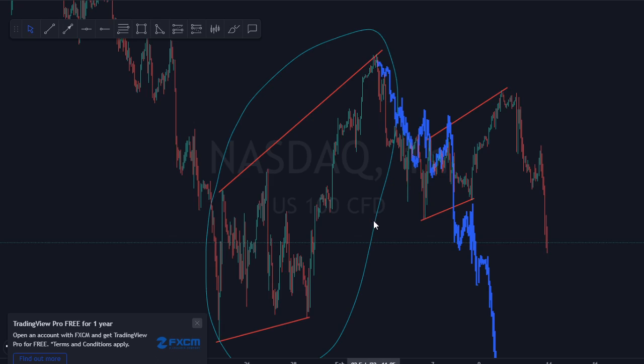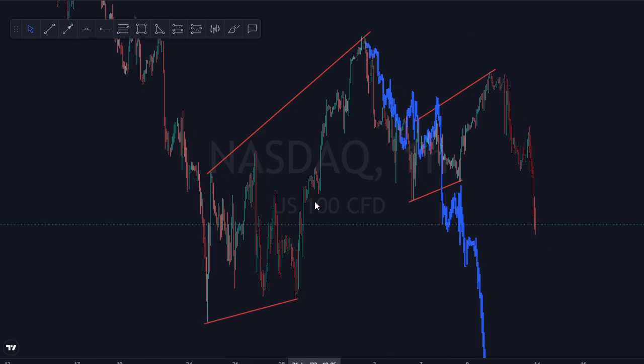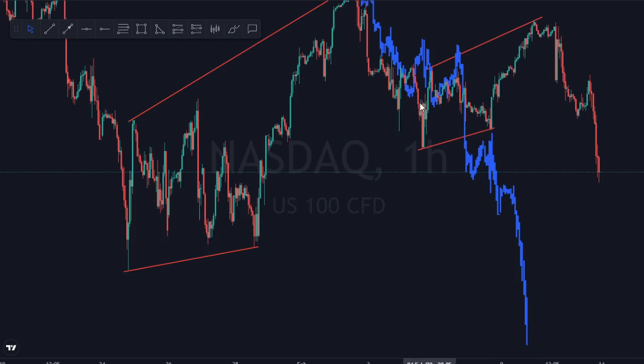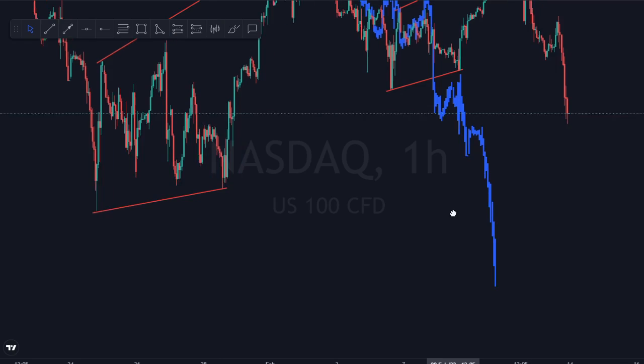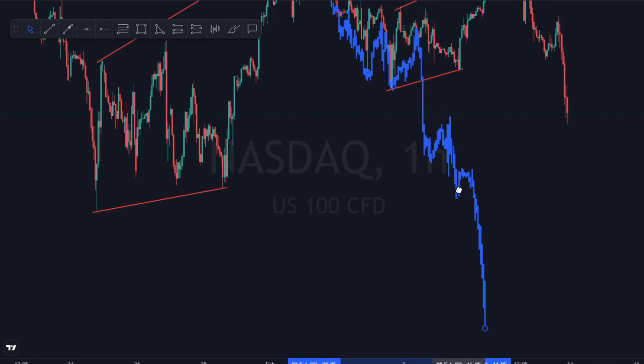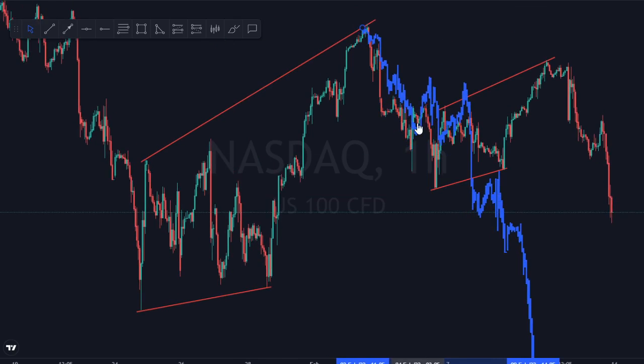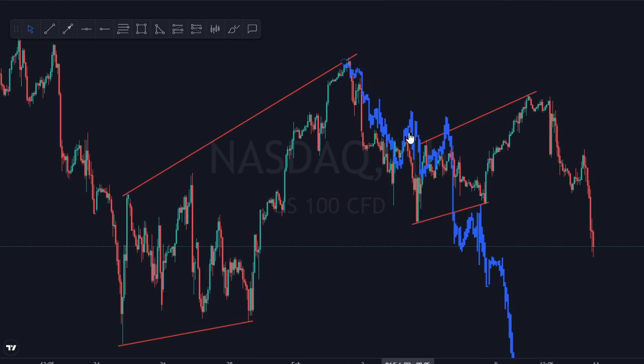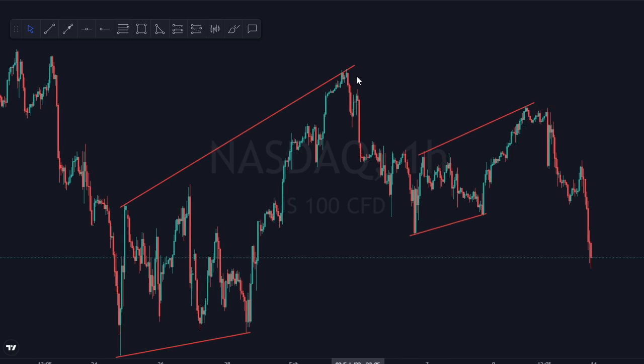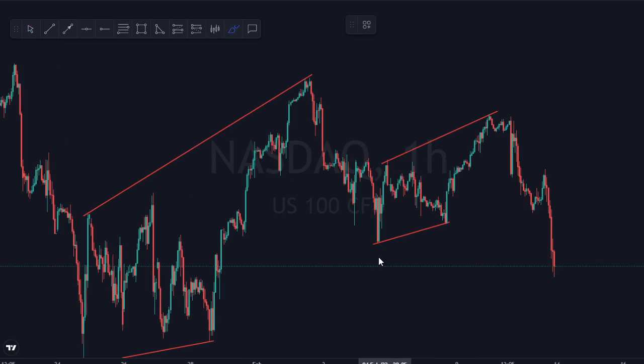Let me just get rid of this as well, so that we don't get confused. I was looking to trade this impulse here all the way to the downside, guys. You see this blue? Yeah, I was looking to trade this impulse all the way to the downside. However, price kicked me out with profits, fine. And what do we have here? The same pattern again, guys.